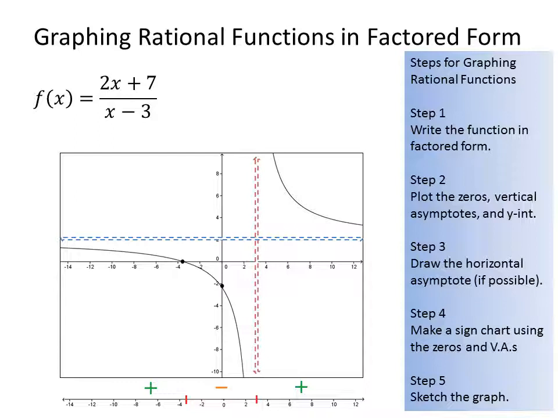Notice that where the regions here are positive, the graph is above the x-axis, and where the region is negative, the graph is below the x-axis. And this would be a rough sketch of this rational function.